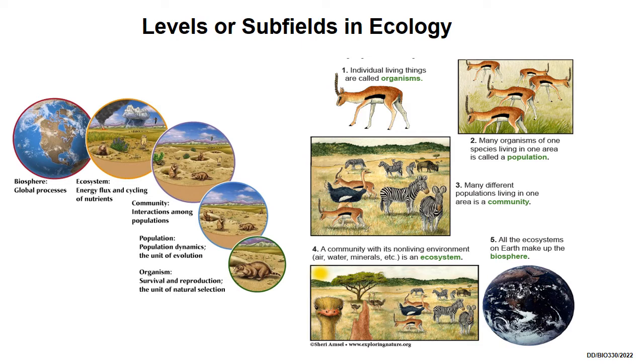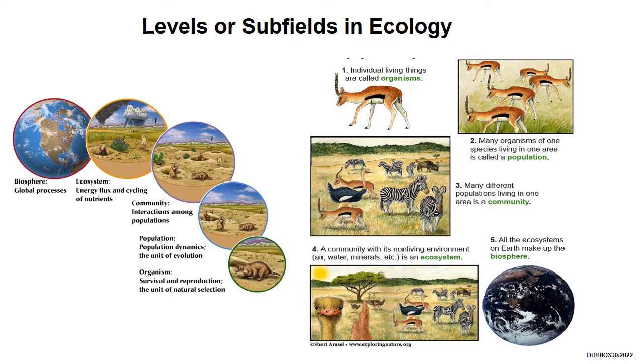The hierarchy starts with the organism. What is an organism? An individual living thing. Organisms form the population. What is a population? Many organisms of one species living in one area we classify as a population. Later, populations become a community. Many different populations living in one particular area we classify as a community. After community, ecosystem. A community with its non-living environment is what we call an ecosystem.